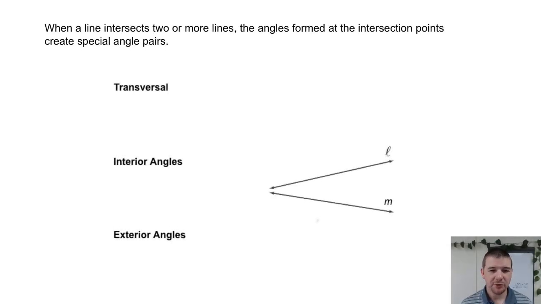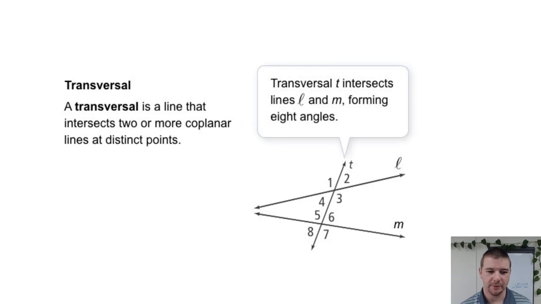When a line intersects two or more lines, the angles formed at the intersection points create special angle pairs. We're about to see some examples and definitions for transversal, interior angles, and exterior angles. Starting with transversal. A transversal is a line that intersects two or more coplanar lines at distinct points.